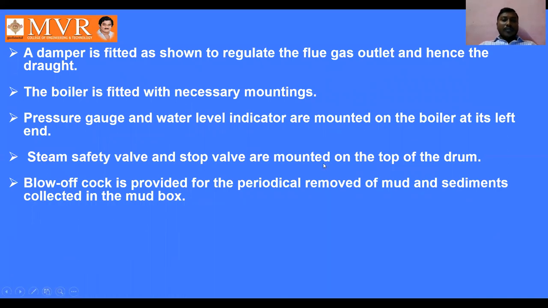Here we have dampers fitted, as shown, to regulate the flue gas outlet and hence the draft. The boiler is fitted with the necessary mountings: the pressure gauge, water level indicator, safety valve and the blow off cock, which I have shown you in the diagram itself.